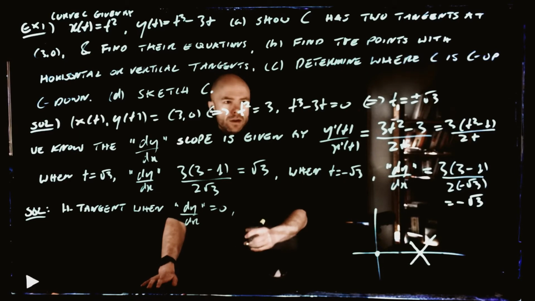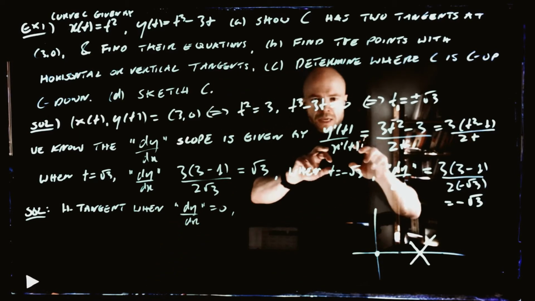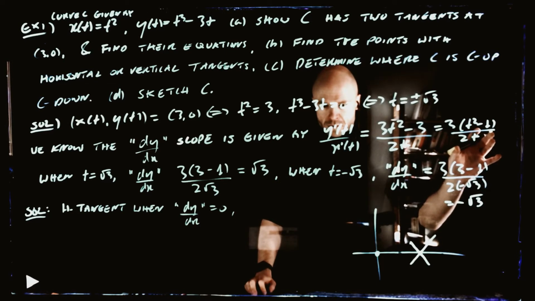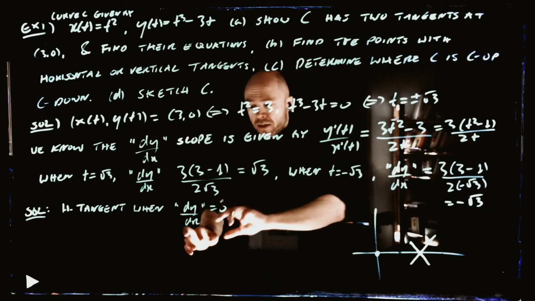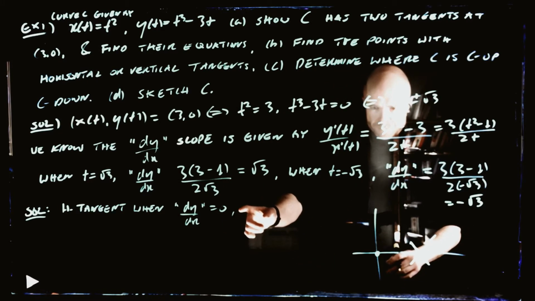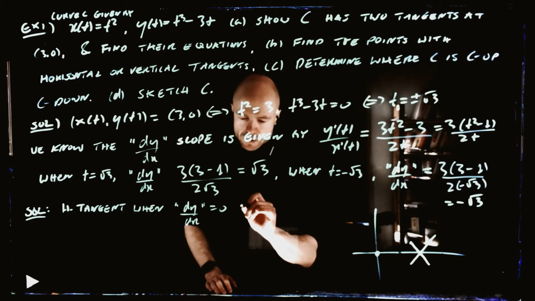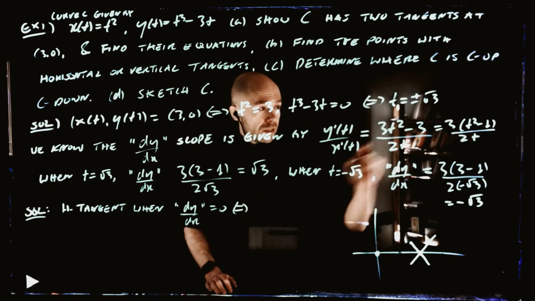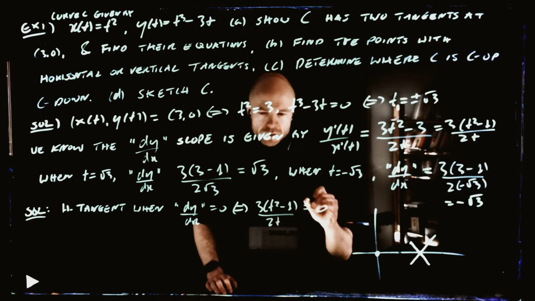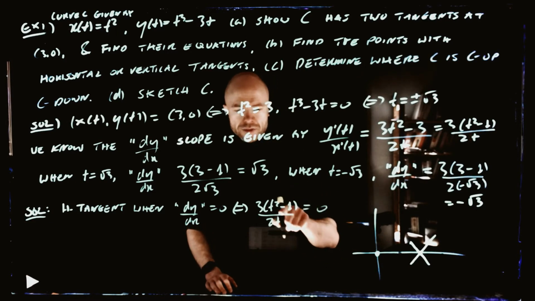Well, this is a general expression for the slope right here. And that is dy by dx. So we require this thing to be equal to 0. Yeah? So that's equivalent to having this thing equal to 0, which is 3 of t squared minus 1 over 2t is equal to 0. Yeah? And that's only going to happen when t squared is equal to 1.